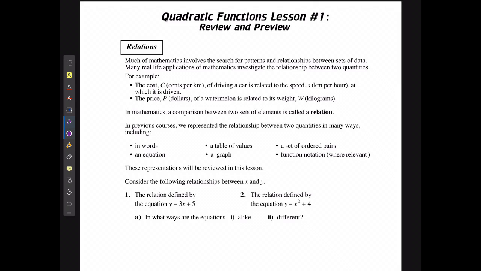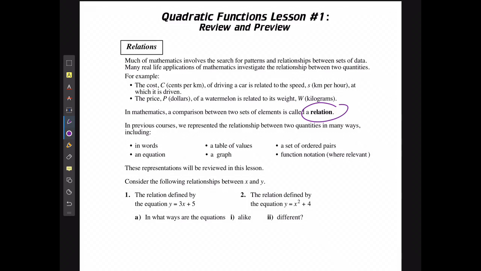For example, the cost, represented by C in cents per kilometer, of driving a car is related to the speed in kilometers per hour at which the car is driven. Or, the price, represented by P in dollars, of a watermelon is related to its weight in W kilograms. In mathematics, a comparison between two sets of elements is called a relation.